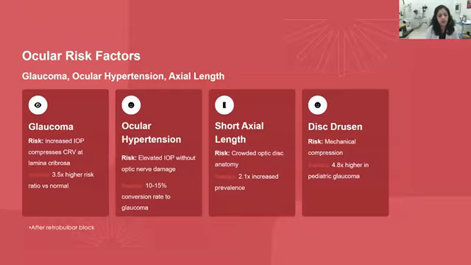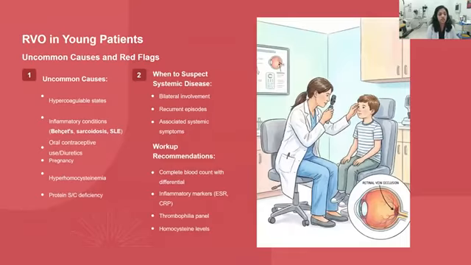And a very important subset and cause that we need to rule out is RVO in young patients. So these are uncommon causes, especially suspected in patients who are much younger, that is less than 50 years of age.